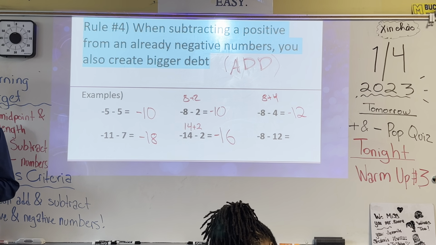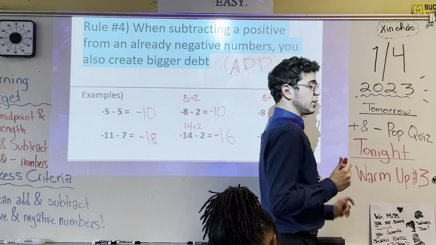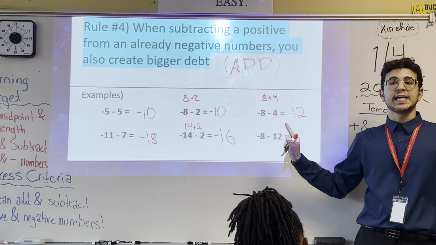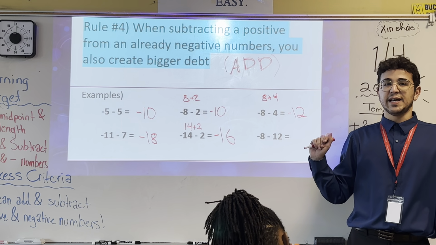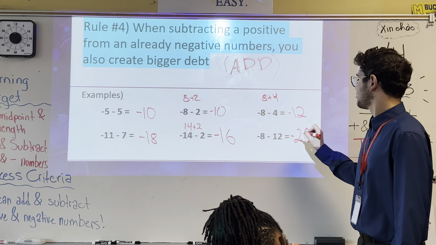Any questions so far? Negative 8. You're about to take away 12 more. You're already 8 negative. You're going to take away 12 more. How much do you have now? Negative 20 is correct.